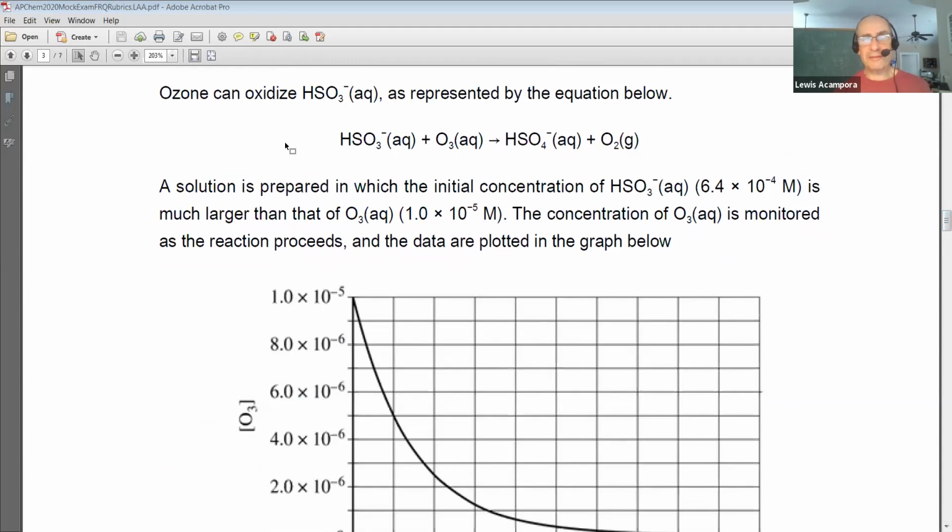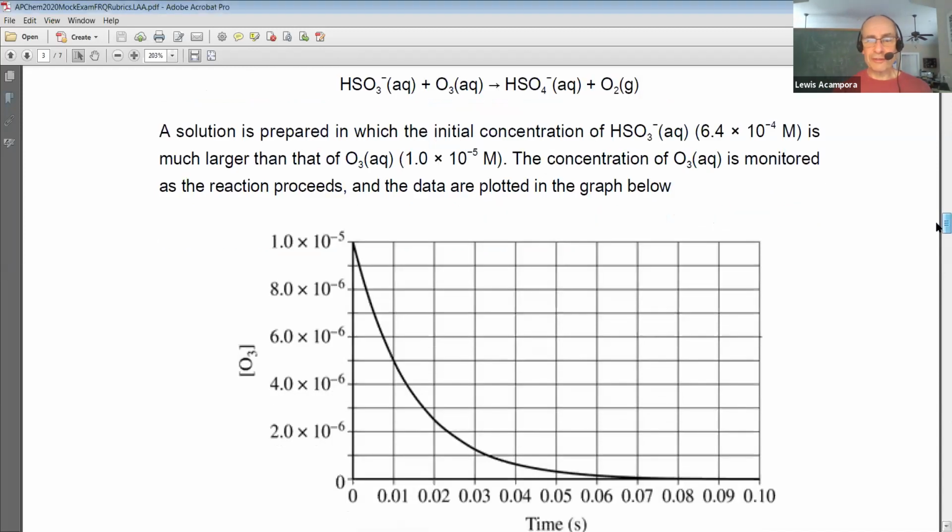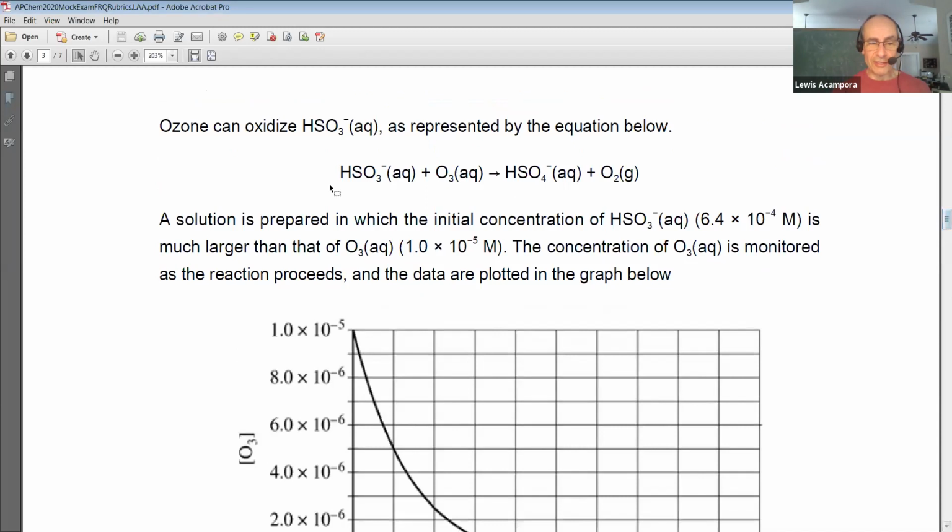And now we have a kinetics question. It has to do with ozone still, and ozone can oxidize the bisulfite ion. You do not need to memorize the formulas of these ions. In fact, you're given the balanced equation. You're told a solution is prepared in which the initial concentration is 6.4 times 10 to the negative 4th molar, and it's much larger, and that's going to be important. Those of you who are not familiar with scientific notation, I hope you all do recognize that this number is actually 64 times bigger than that number.